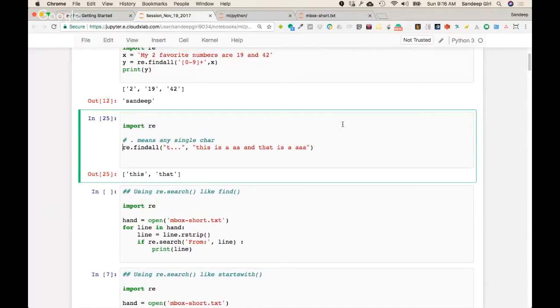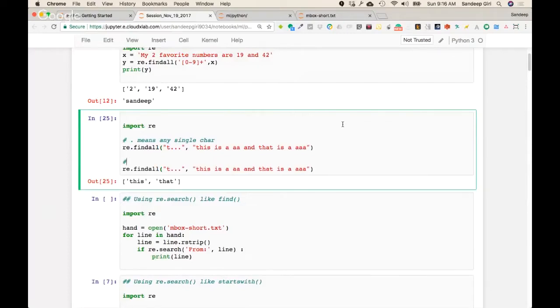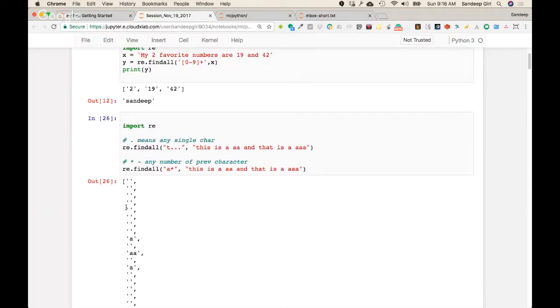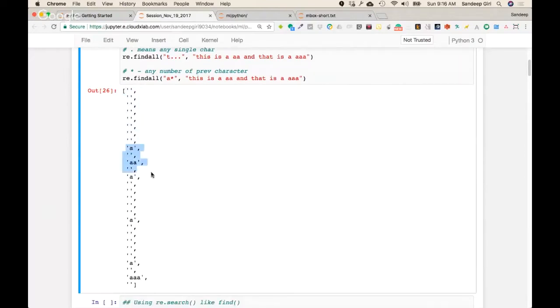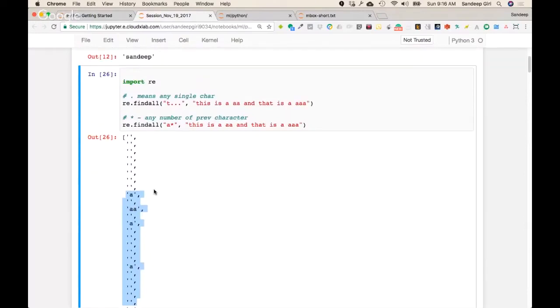Now, the next thing that's important here is the asterisk. Asterisk means any number of the preceding character. Please pay attention, otherwise it will become cryptic. So let's say I'm looking for any number of A's. So I'll say A asterisk, and let's see what happens. It matched blank strings, meaning no character at all, as well as A's. So zero or more of the previous character. That's what asterisk is.